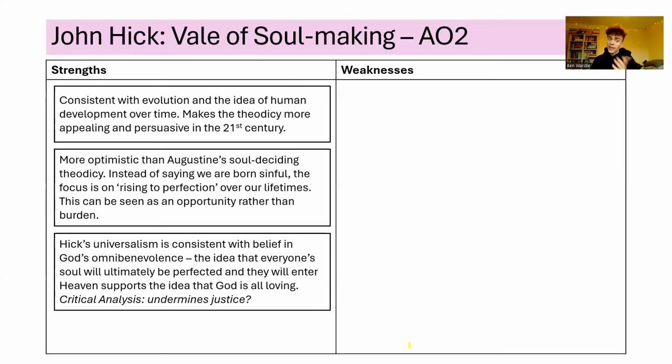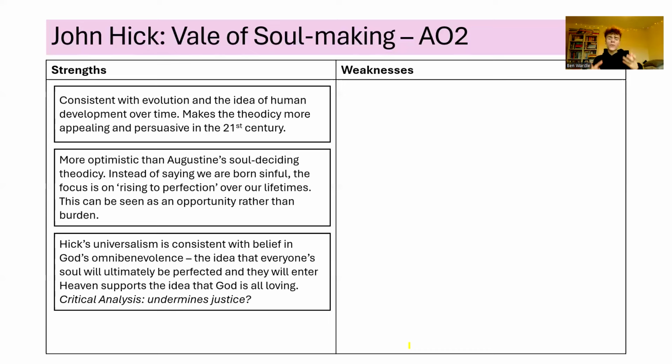Our next point, and this leads us on to universalism, is that his theodicy could be more consistent with belief in God's omnibenevolence. So he has this belief that we will all ultimately go to heaven. And he believes that our souls will all ultimately be perfected. And so even if that means we have to go to purgatory after death, we will all ultimately end up in heaven. And you could say that that is much more consistent with belief in God's omnibenevolence and the idea that God is all loving.